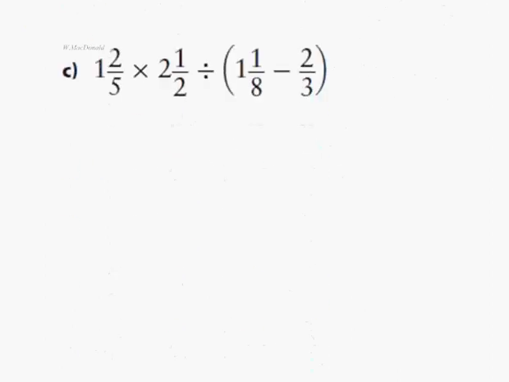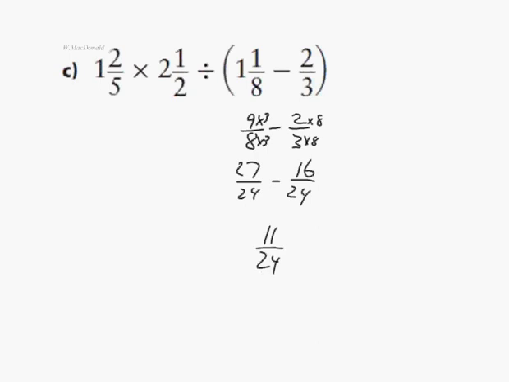And finally, the last one, 1 2/5 times 2.5 divided by 1 1/8, take away 2/3. Do the brackets first, so it's 9/8 take away 2/3. Common denominator will be 24. We'll have times 3 to get 24, so you multiply this by 3, you get 27 24ths is equivalent to 9/8. Multiply this by 8 and this by 8, you get 16 24ths. 27 24ths take away 16 24ths is 11 24ths. So the brackets work out to be that.